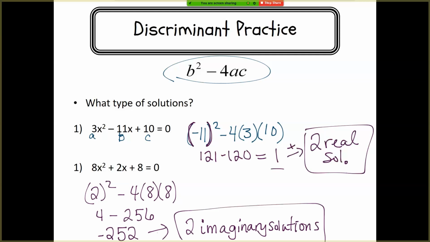So 2 imaginary solutions is the most common answer. We have no reals, but we do have 2 imaginaries.